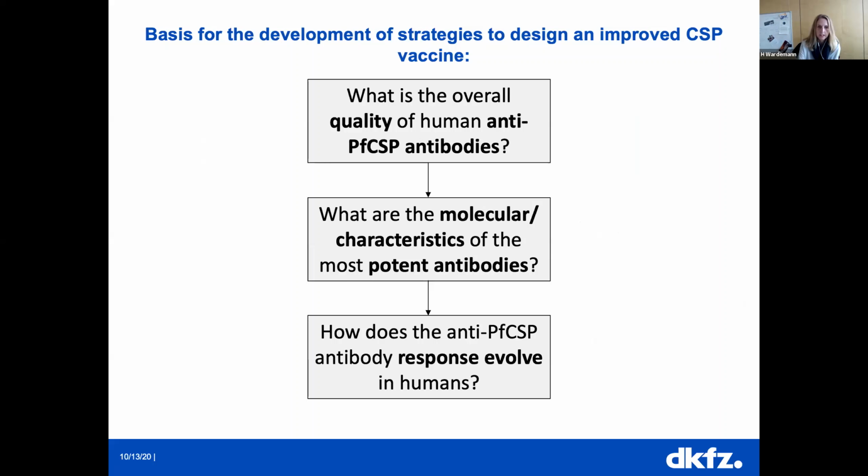And so what we decided to ask first, before we went into the design of novel vaccine strategies, is to go back and ask what is the overall quality of human anti-CSP antibodies, because at the time no human antibody against this protein had been described. We also wanted to understand what are the molecular characteristics of the most potent antibodies that we could hopefully find, and then also to understand how the antibody response against this protein evolves in humans.